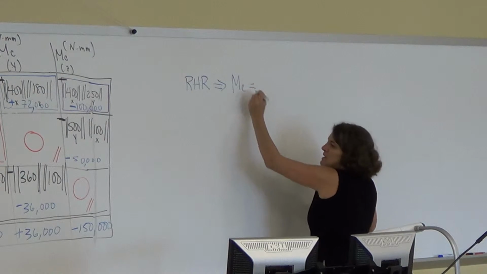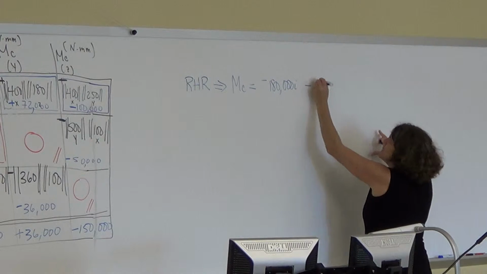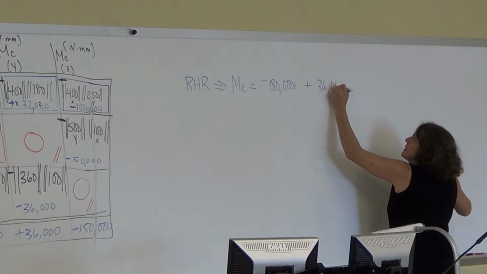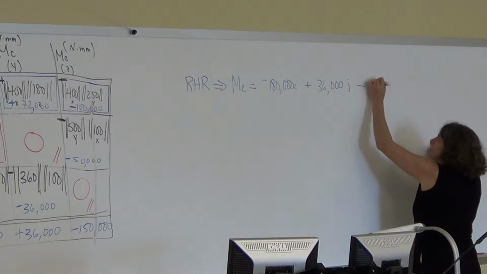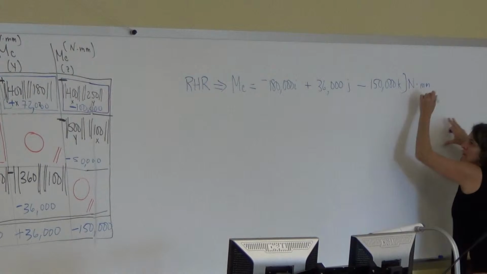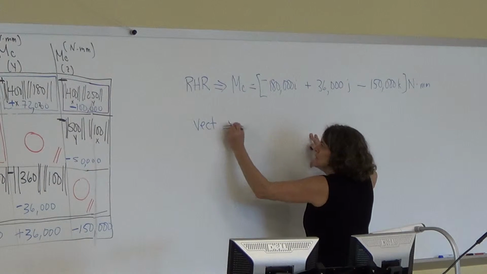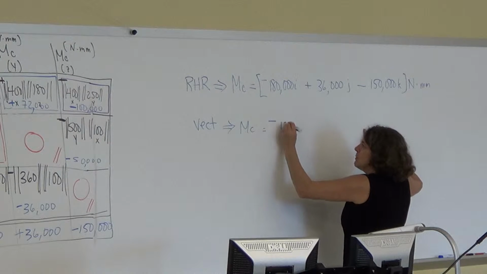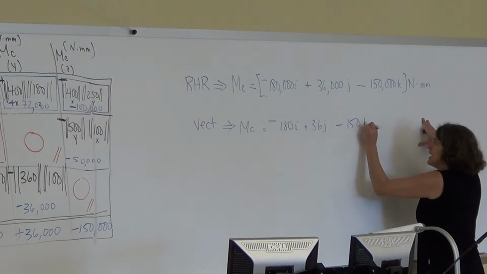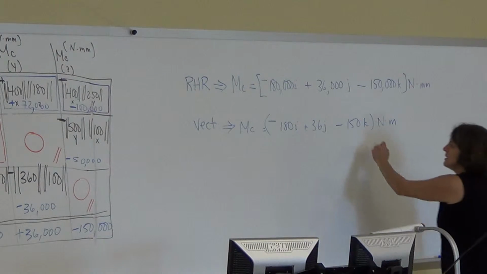We got a moment about point C of 180,000 I plus 36,000 J minus 150,000 K, and this was in Newton millimeters, right? And vectorially, we got the answer to be negative 180 I plus 36 J minus 150 K Newton meters. They're the same, right? We have the same answer both ways.